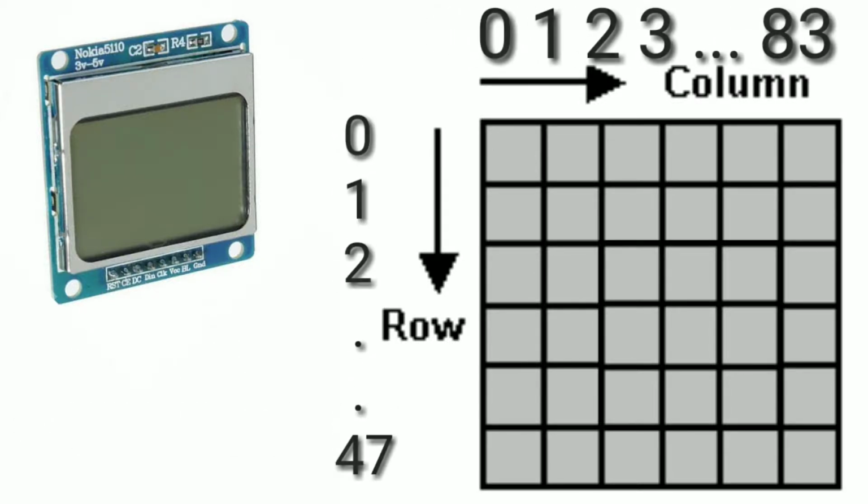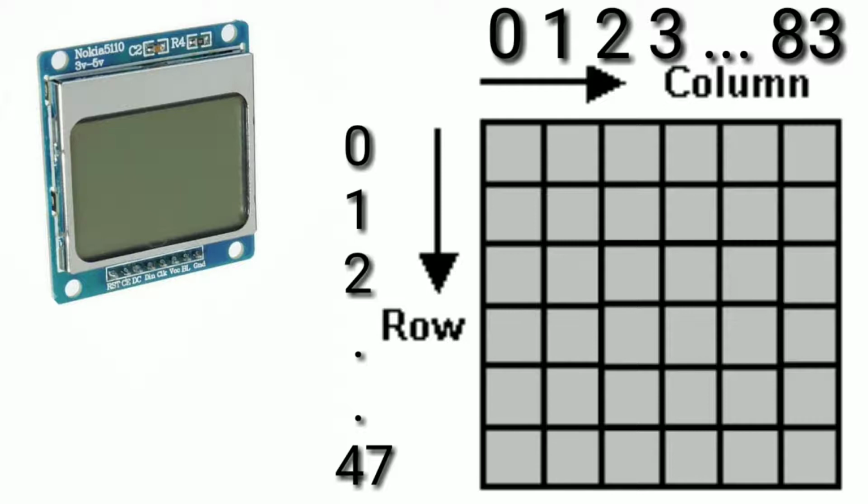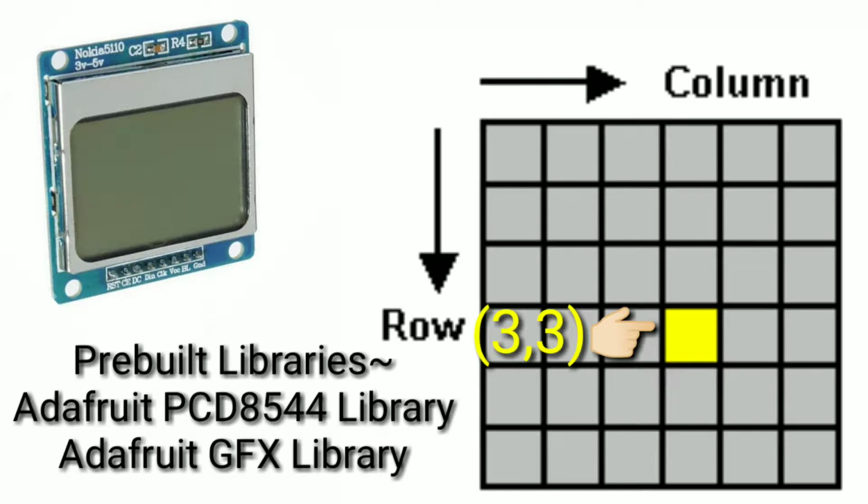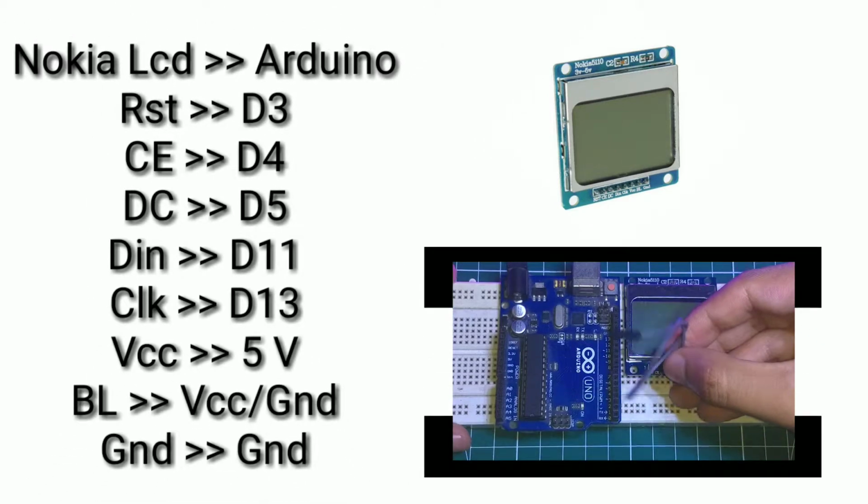The pixel count starts from 0. Therefore, the row count starts from 0 to 47 and the column count starts from 0 to 83. We create an image by turning on and off multiple pixels simultaneously. In order to do that, we will use some pre-built libraries that will ease our job. So now let's take a look at the connections.